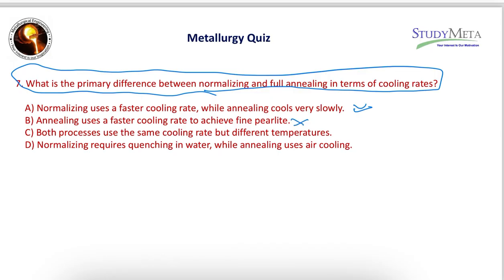Both processes use the same cooling rate, wrong here. Normalizing requires quenching in water, no, it is wrong. Quenching in water is for hardening. So here the option which is correct is A. Normalizing uses a faster cooling rate as compared to annealing. And usually full annealing is done in the furnace and normalizing is done in the air.